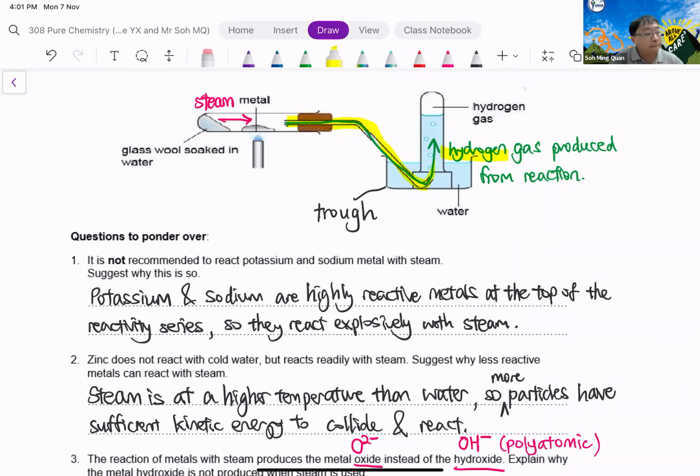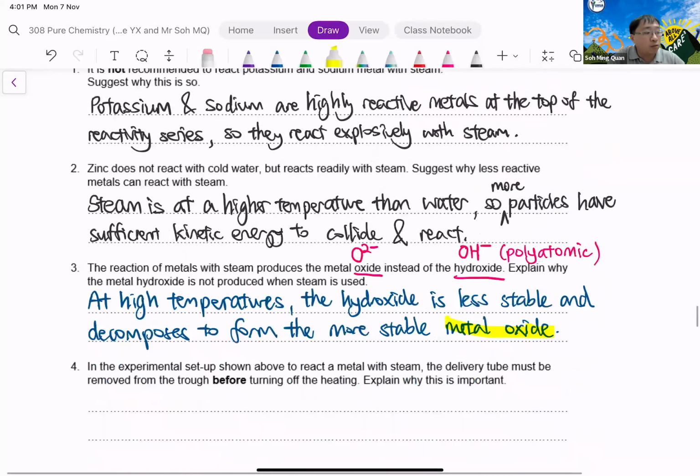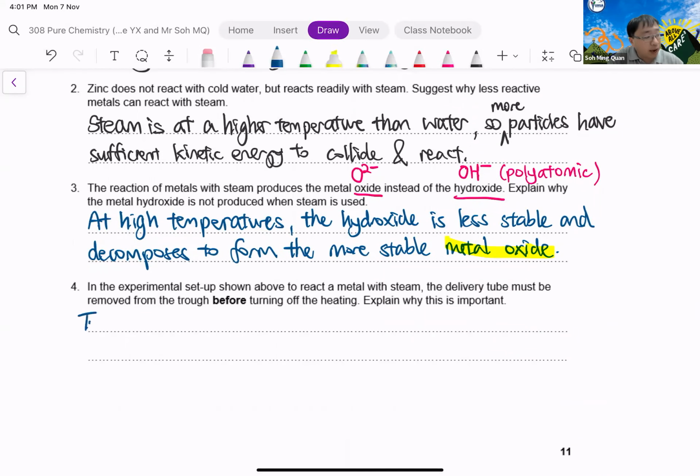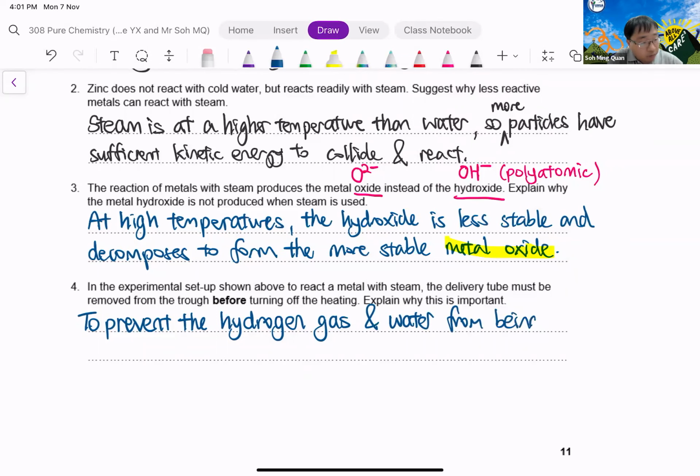same here. So always you must remove the delivery tube. It is to prevent the hydrogen gas and also the water from being sucked back into the hot tube. Okay, this is just an experimental consideration.